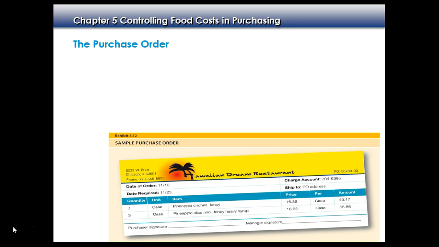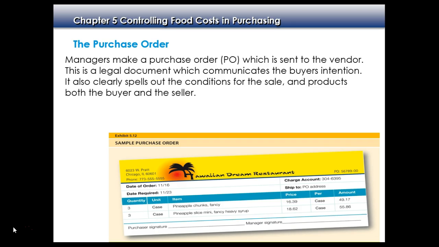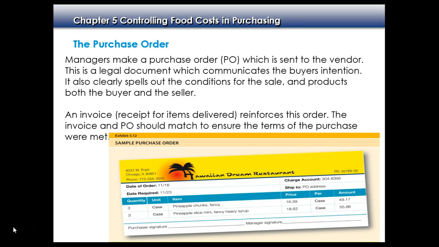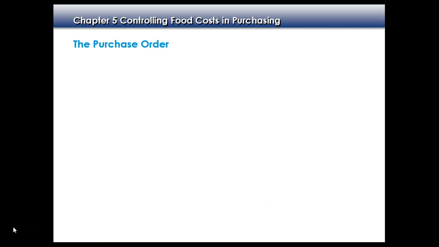Now let's talk about the purchase order. They have a pretty poor example in the book of this purchase order. But a purchase order is what's sent to the vendor. It's the legal document which communicates the buyer's intentions. It also clearly spells out the conditions of the sale and the products for both the buyer and the seller. An invoice, that's what you get as a receipt after the item's delivered. It reinforces the order. You need to make sure those match up when you're getting the order in, when you're receiving it.